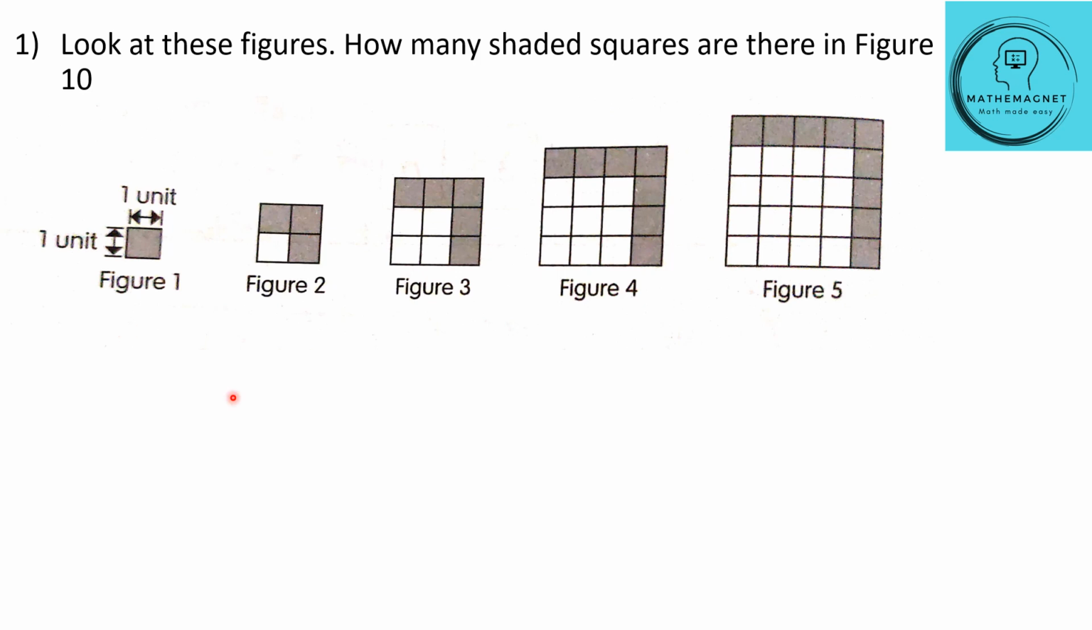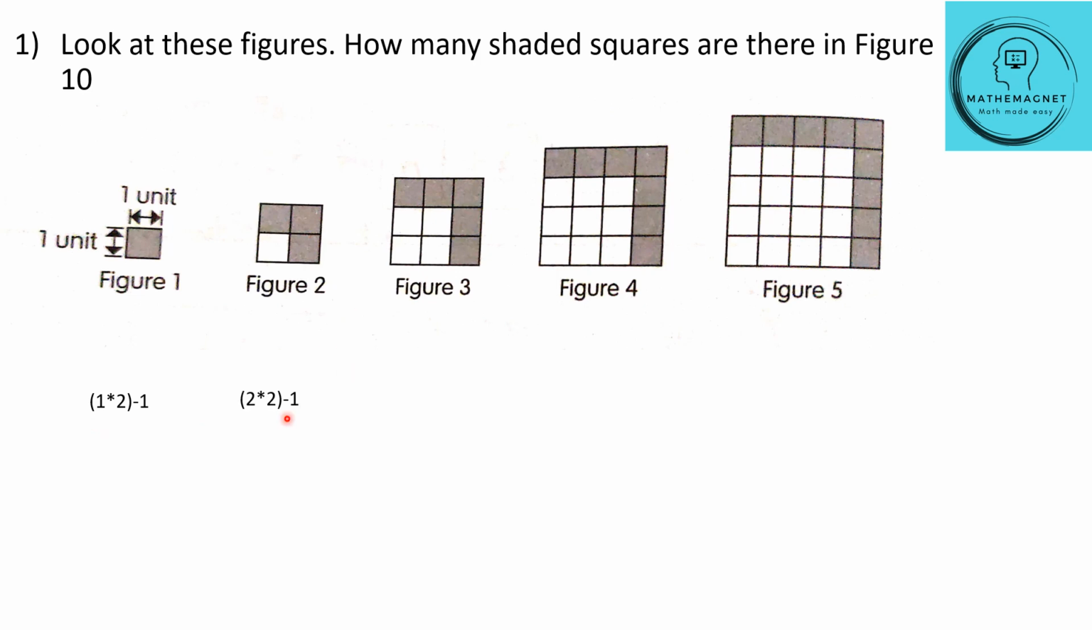So in figure 1, we can write the equation as 1 into 2 minus 1. What is 1 into 2 minus 1? 1 into 2 we will do as per the BODMAS rule. We will do this operation first, which is 2, and then minus 1, which is 1. So you have 1 shaded square. We will apply the same equation over for the other figures and see. We will replace 1 by the figure number.